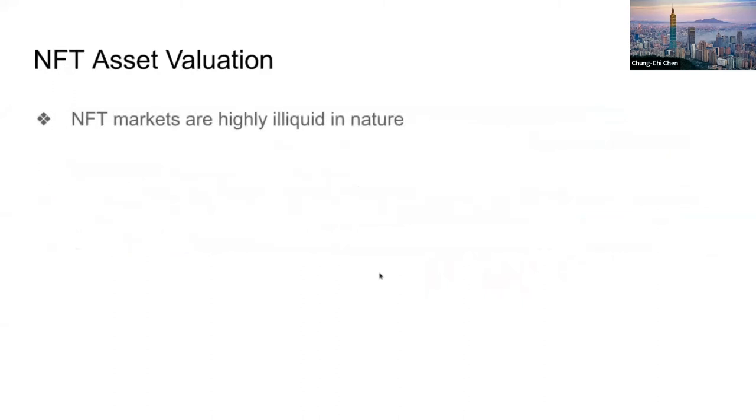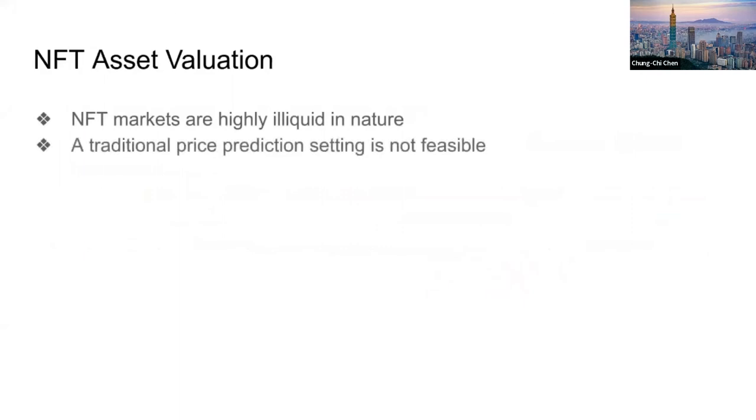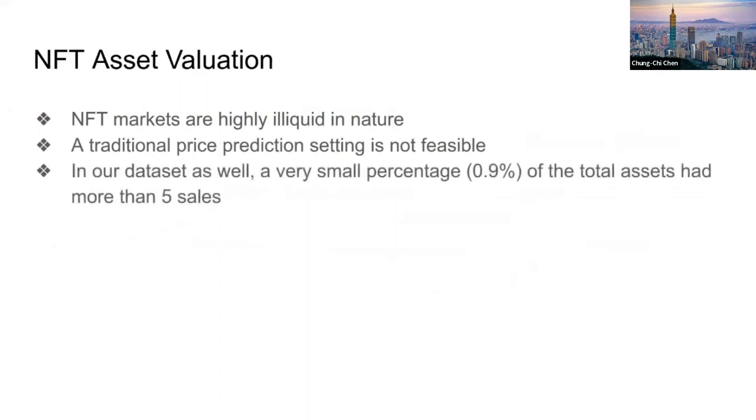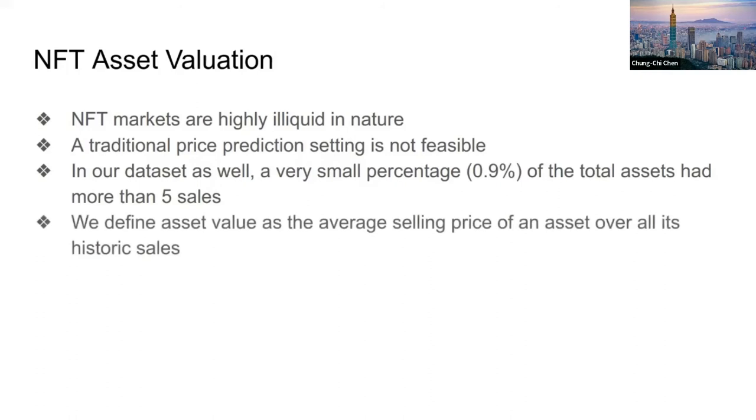So a little bit about how we evaluate NFTs in our paper. NFT prices are not consistent, they keep changing. And on the platform that we use, OpenSea, we saw that the sales were very few, since we do this at an asset level. We saw that a very small percentage, 0.9% of the total, has had even more than 5 sales. So to account for all of this, we use something called an average selling price of an NFT, which is the selling price averaged over all its historic sales.